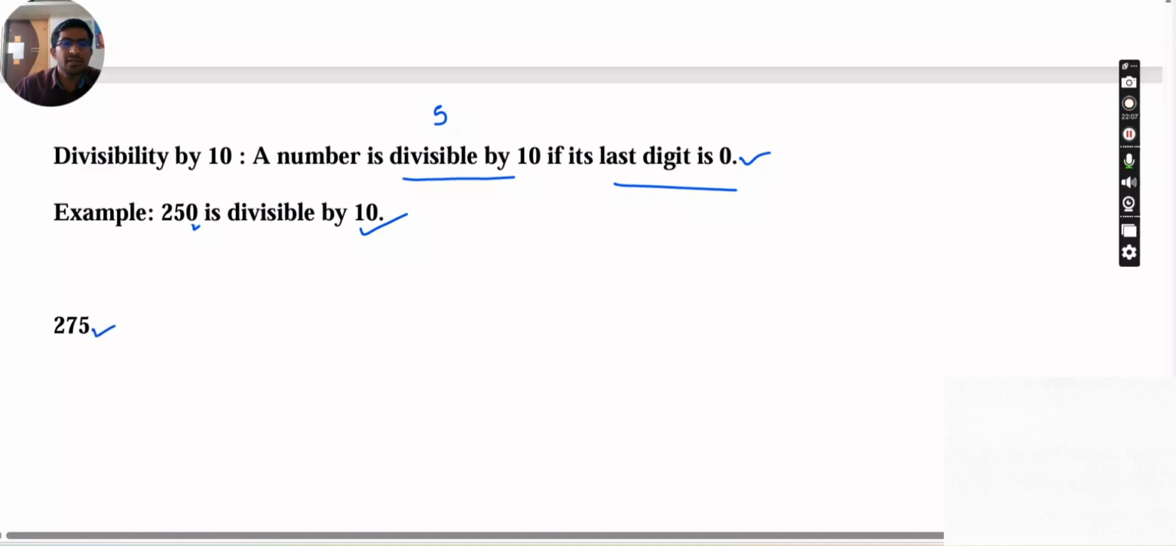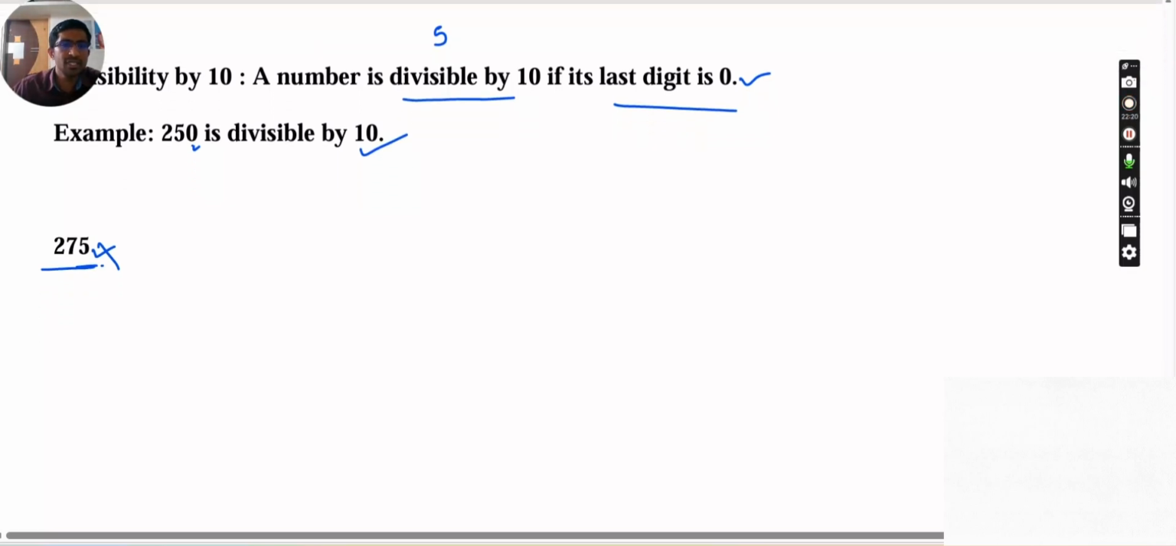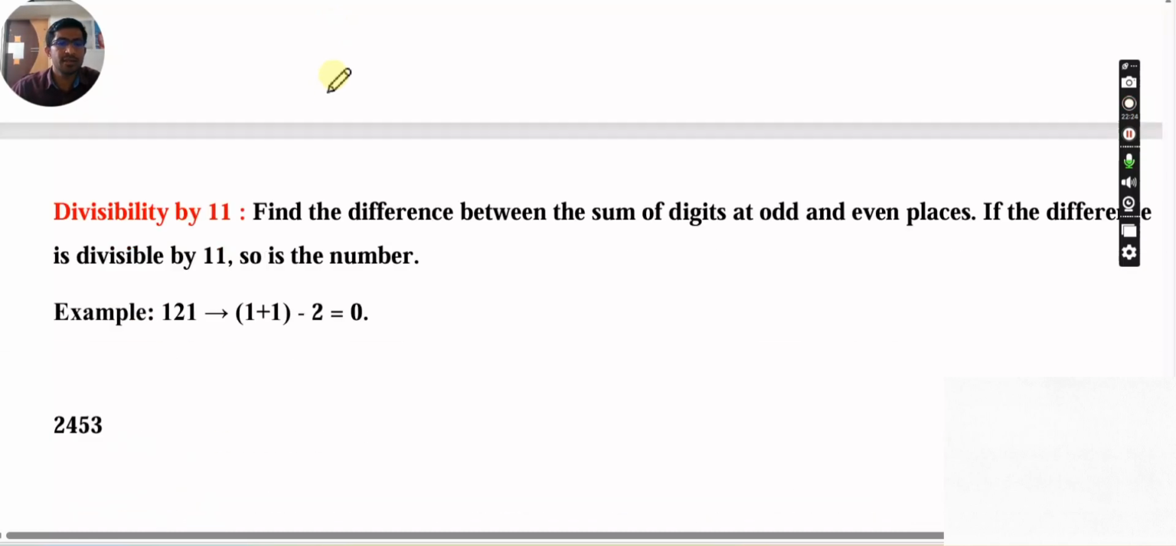Next is the number 275 we have taken. Here the last digit is 5. Since it is not 0, this number is not divisible by 10. So it is the easiest rule, the divisibility test of 10.